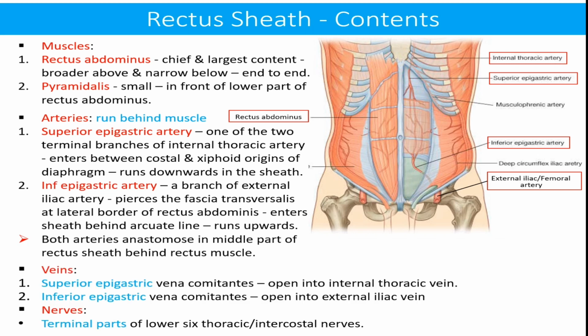Veins are in the shape of vena comitans, which run along the superior and inferior epigastric arteries. Hence, superior epigastric vena comitans, which accompany superior epigastric artery, open into internal thoracic vein, whereas the inferior epigastric vena comitans travel along with the inferior epigastric artery and open into the external iliac vein. As regards the nerves, we can see the terminal parts of lower 6 intercostal nerves inside the rectus sheath.